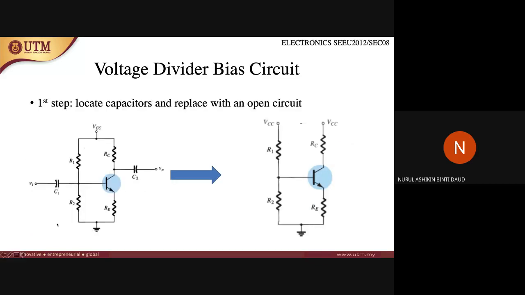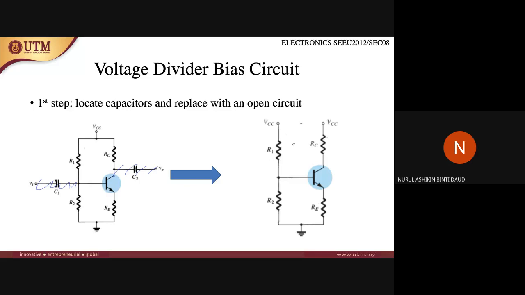Let's look at the first step: locate the capacitors and replace them with an open circuit. So remove these two capacitors, and the circuit is going to look like this: R1, R2, RC, RE. Usually in the voltage divider bias circuit, this is not represented as RB; it is represented as R1. So R1, R2, RE, RC.